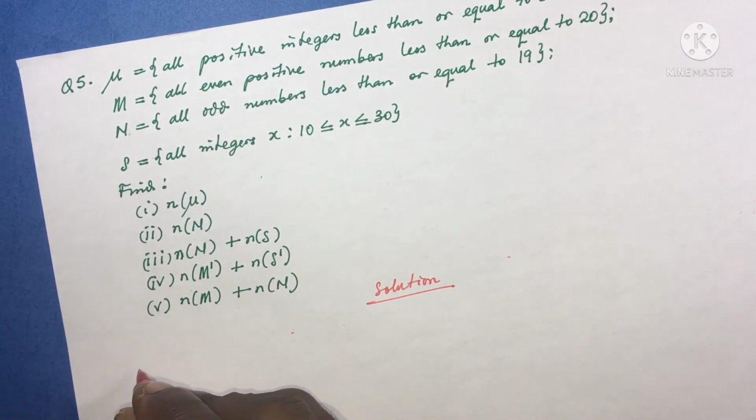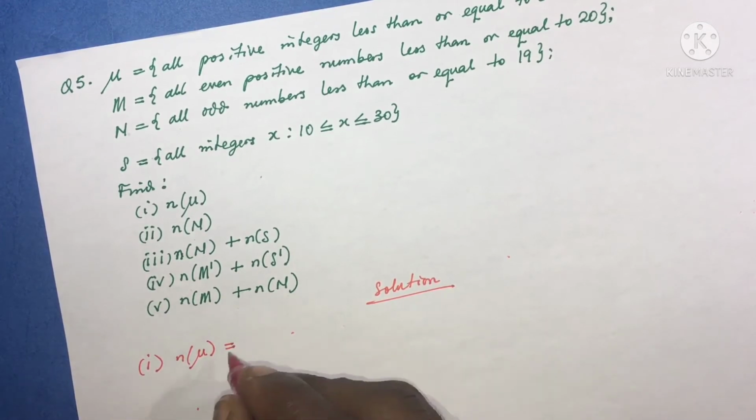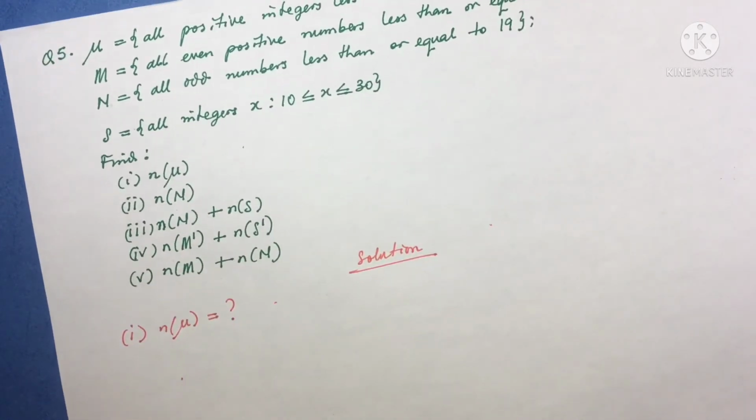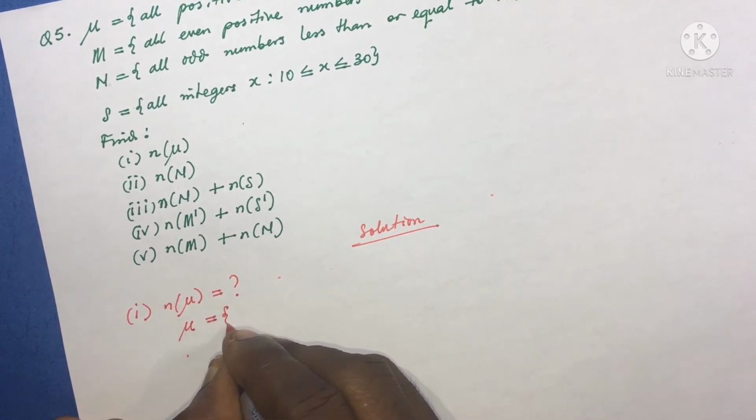Now I'm going to write mu here for number 1. We are asked to find n mu. So I'm going to put a question mark here. For now, we don't know what that is. But let's start with obtaining the universal set.